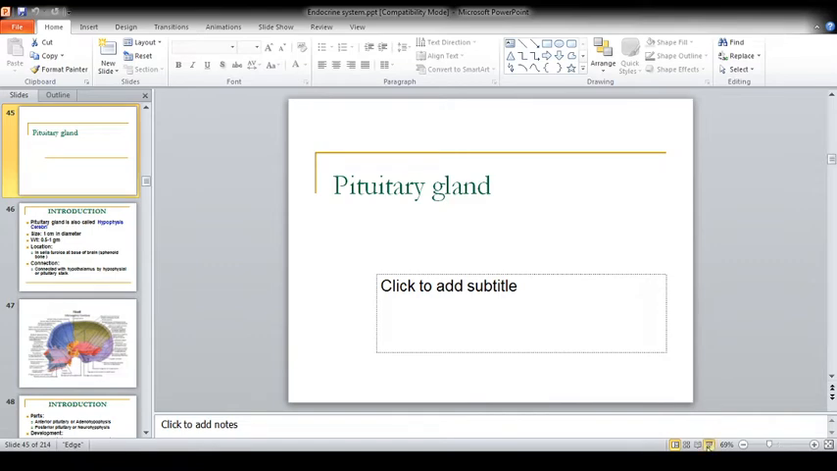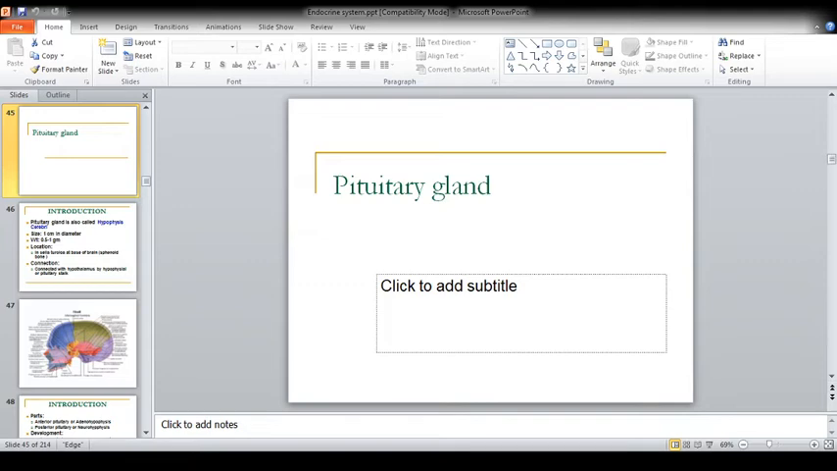Our next topic is the pituitary gland. So, what do we understand about the pituitary gland? We are going to study it now. The pituitary gland is also known as hypophysis cerebri.